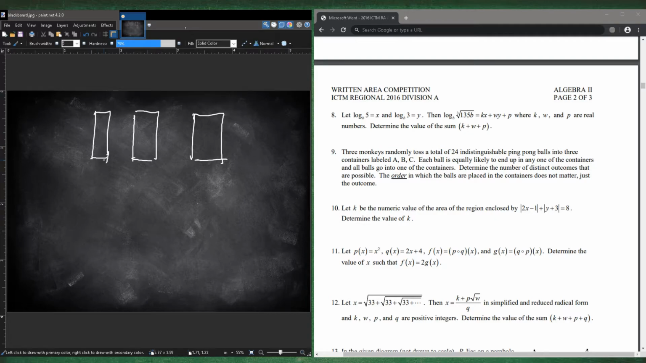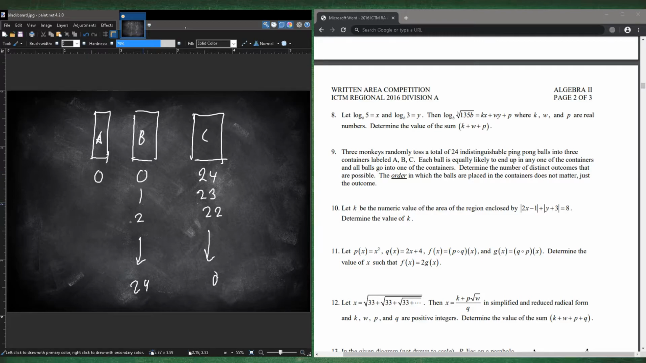So let's keep the first one 0. Let's say there's no balls in the first container, container A, and this is B, and this is C. Okay. So if there's 0 in B, that means there's 24 in C. Now if there's 1 in B, that means there's 23 in C. Now if there's 2 in B, that means there's 22 in C, right? Because there needs to be a total of 24. So this could go all the way to 24, and this could go all the way to 0, right?